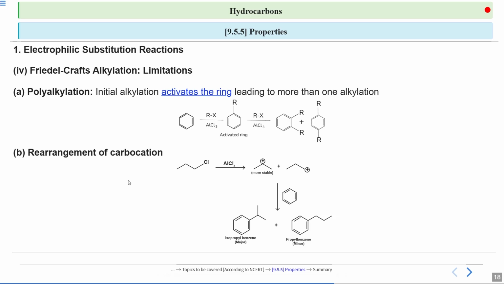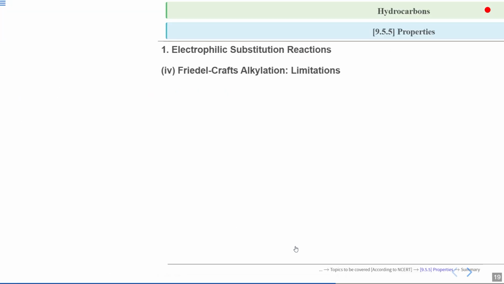So basically, this is the formed product, and it can rearrange to form this secondary carbocation. Now they both can react, and the major product will come from the isopropyl benzene and the minor one from the propyl benzene, because the secondary carbocation is more stable. So you are getting a mixture of products rather than a single required product. So this is your second limitation.